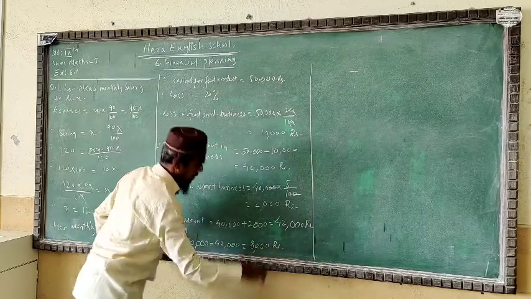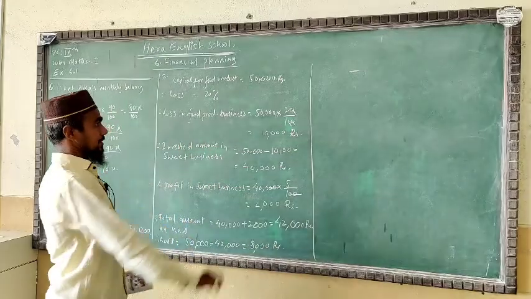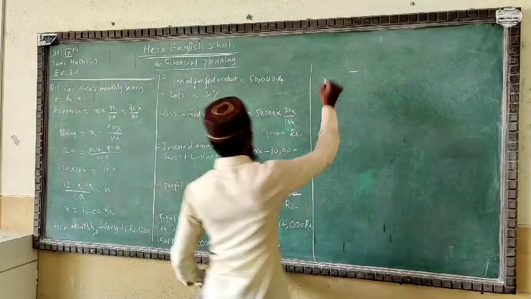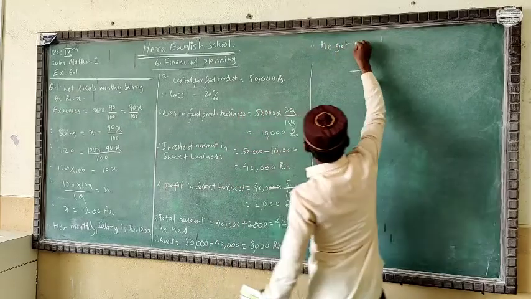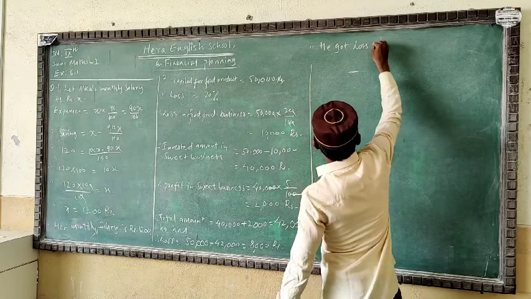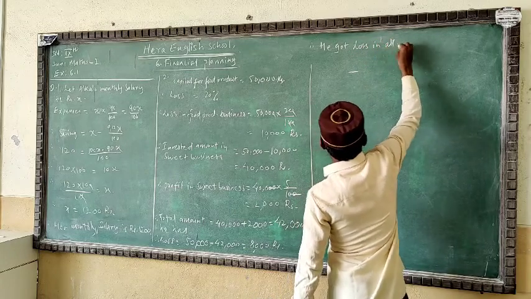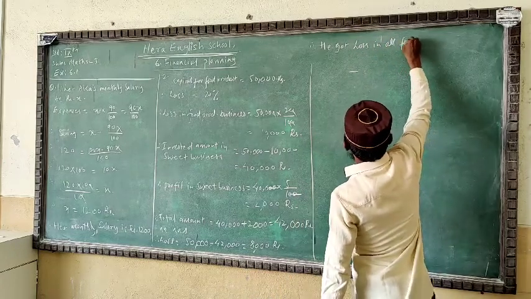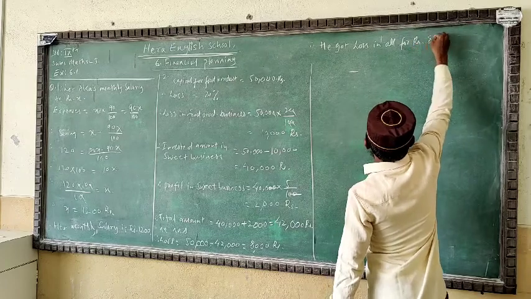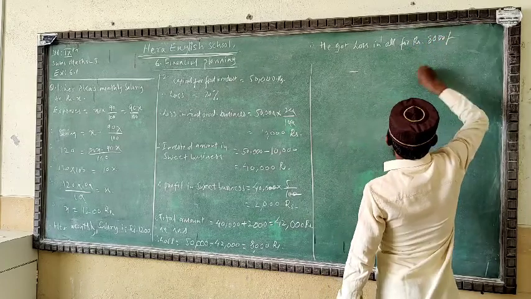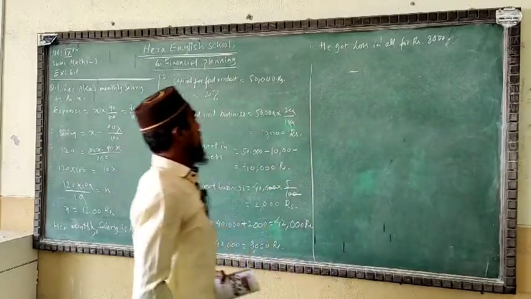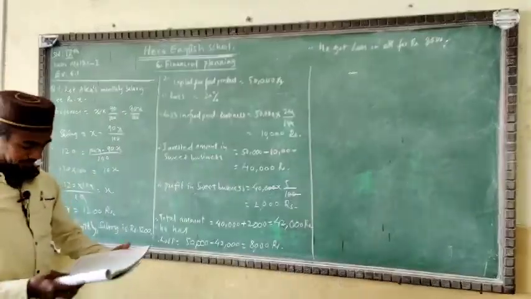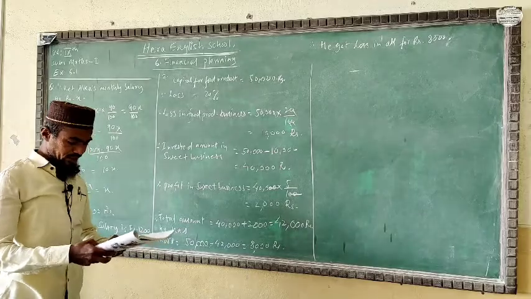8,000 he made the loss. So you will write in words, he got a loss in all of rupees 8,000. Rupees 8,000 overall he had got the loss. Okay, everyone, you got there.